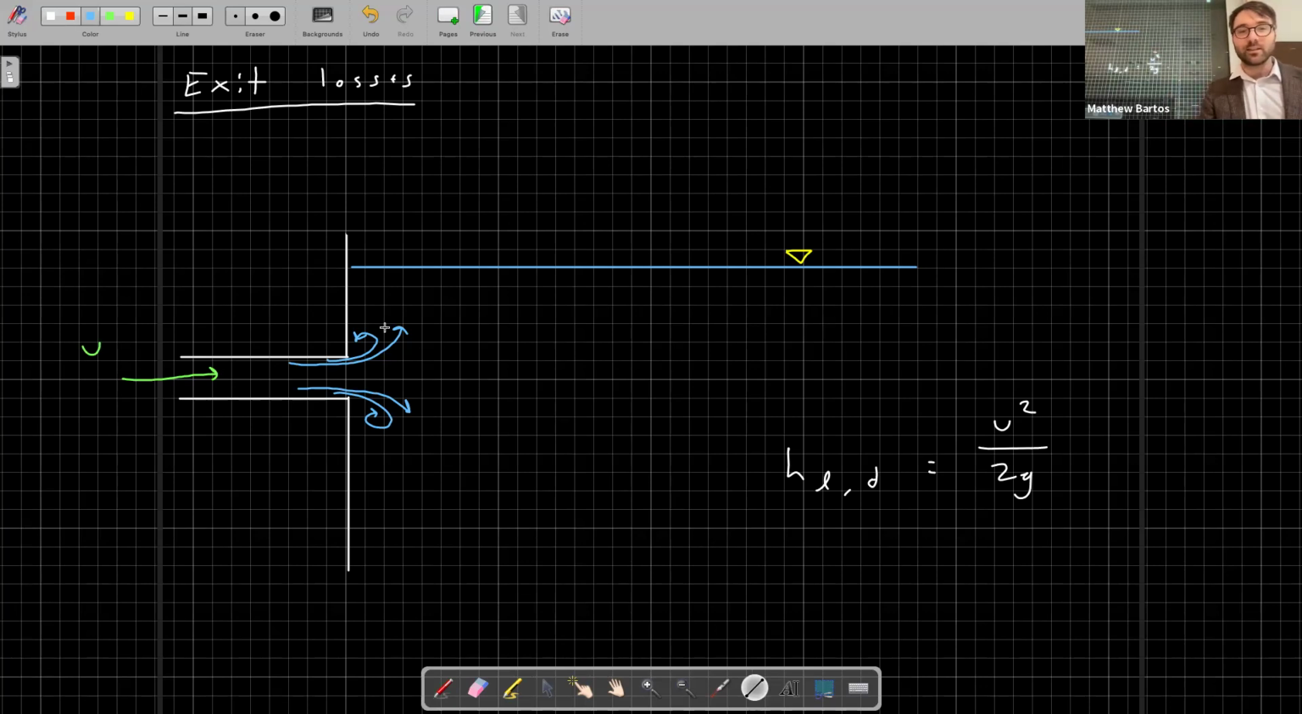So we can also draw the EGL and the HGL. The HGL will actually just be kind of a straight line that intersects with the reservoir surface. Okay, so it just transitions gradually into that water surface. The EGL will be a parallel line that's above the HGL until it hits this turbulent region here. And then the EGL very quickly goes down and becomes equal to the water surface.